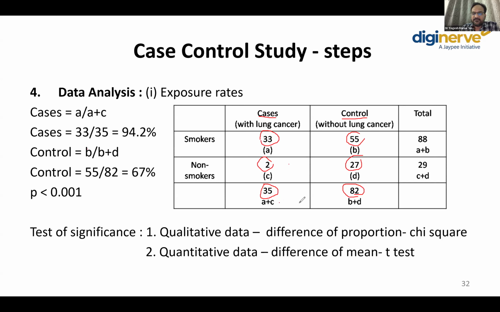A plus C is the total number of cases, B plus D is the total number of controls, A plus B is the total number of the exposed group, and C plus D is the total number of the non-exposed group. Okay. Now, one minute.